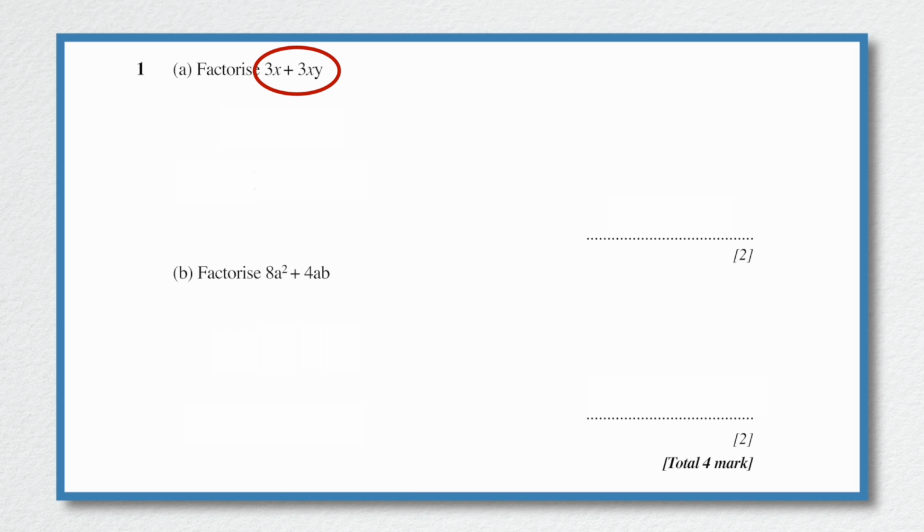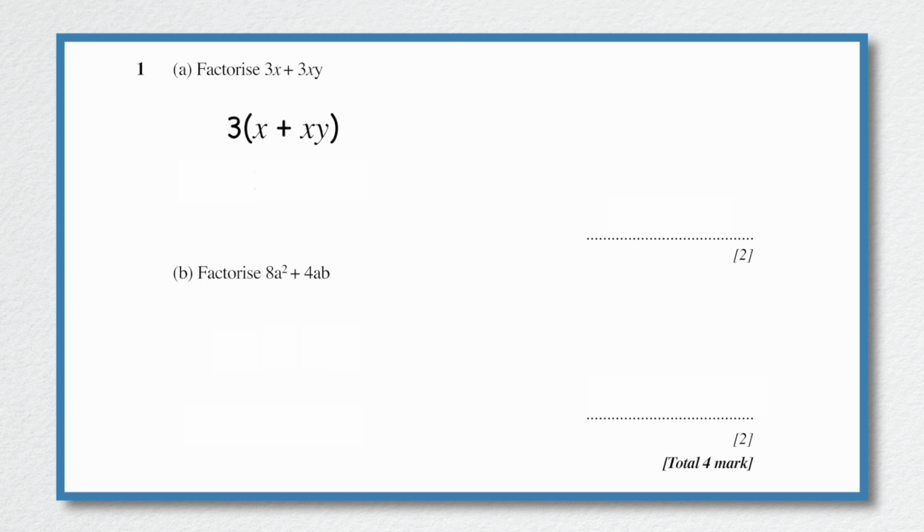So let's have a look at 3x add 3xy. Hopefully you can see that 3 goes into both terms. We have 3 lots of x and we have 3 lots of xy. So we could rewrite this as 3 open brackets x add xy close brackets, which means 3 lots of x add xy. We have written this expression as a multiplication of the factors 3 and x add xy, and that would give you a mark.